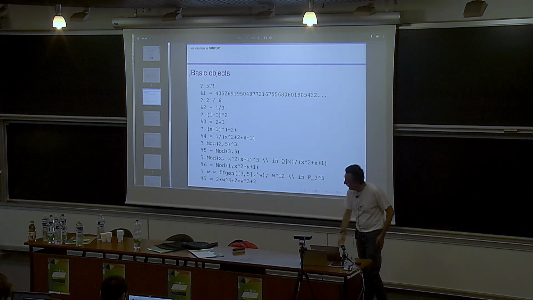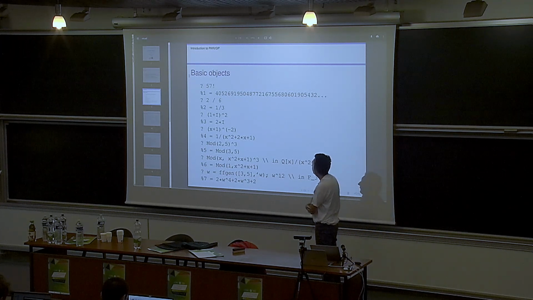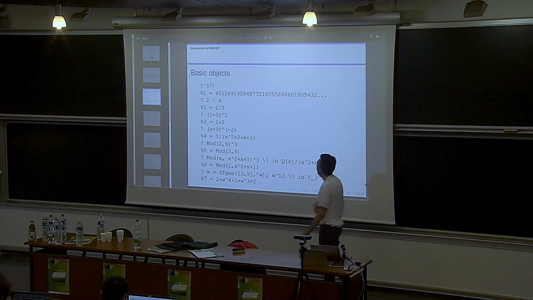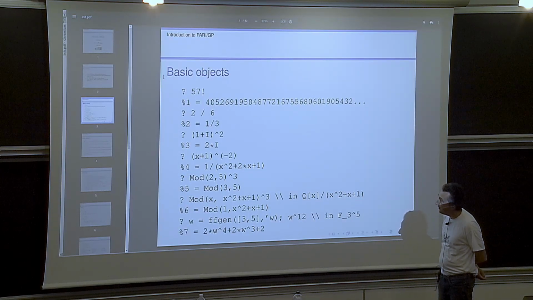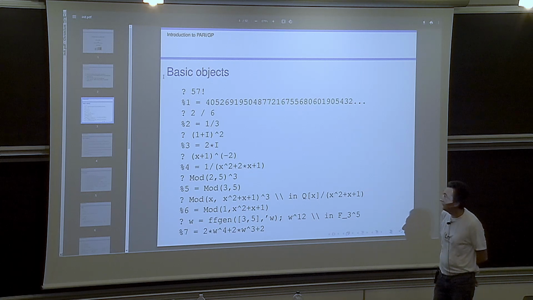Basic objects. You can try in your own GP interpreter. It gives you a flavor of what it does. It's for number theory, so first thing we need is big numbers. Factorial of 57 gives you this. When you do a division, it gives you a rational number and not a floating point. So you see 2/6 gives 1/3.